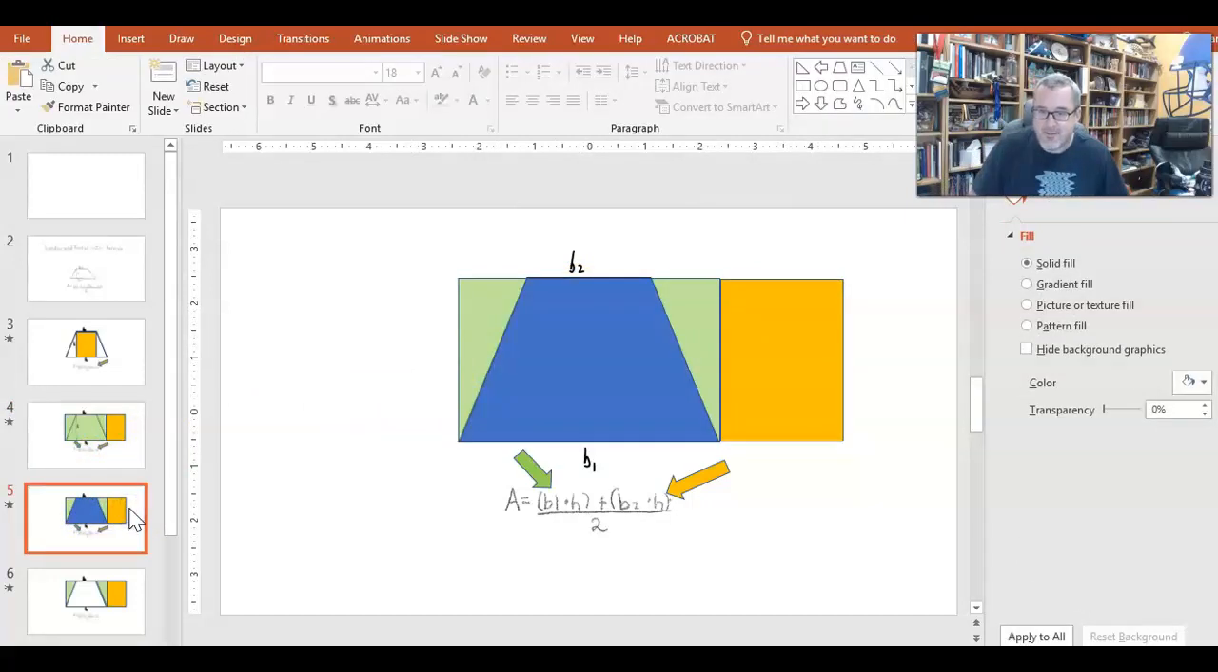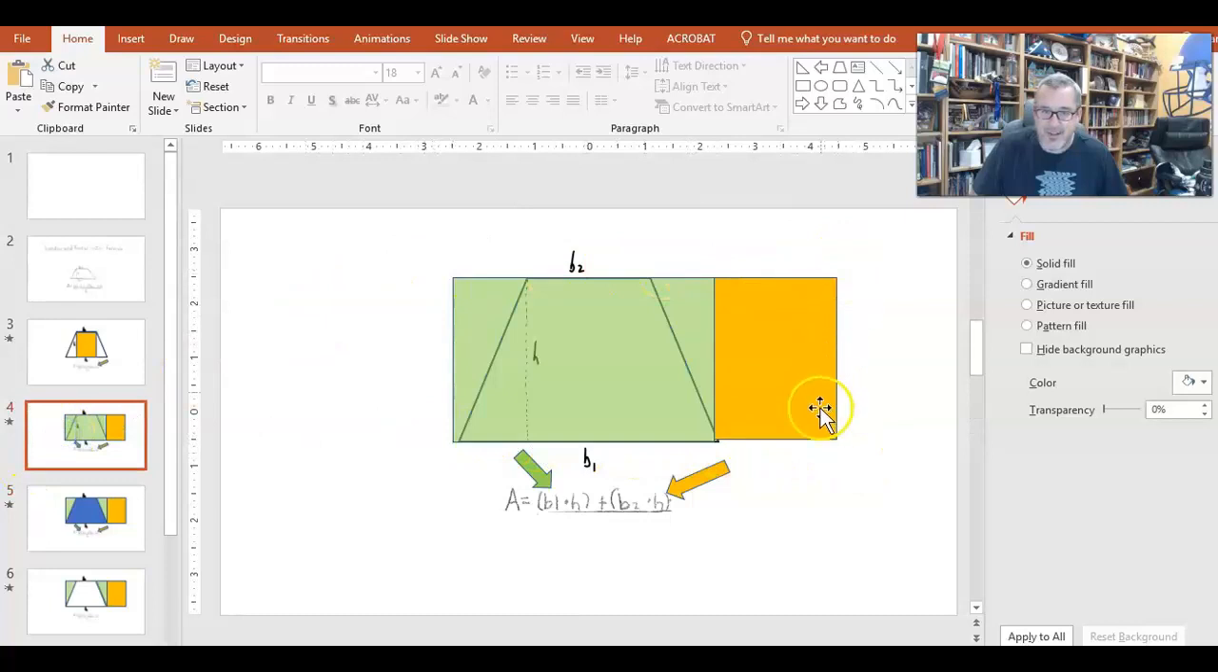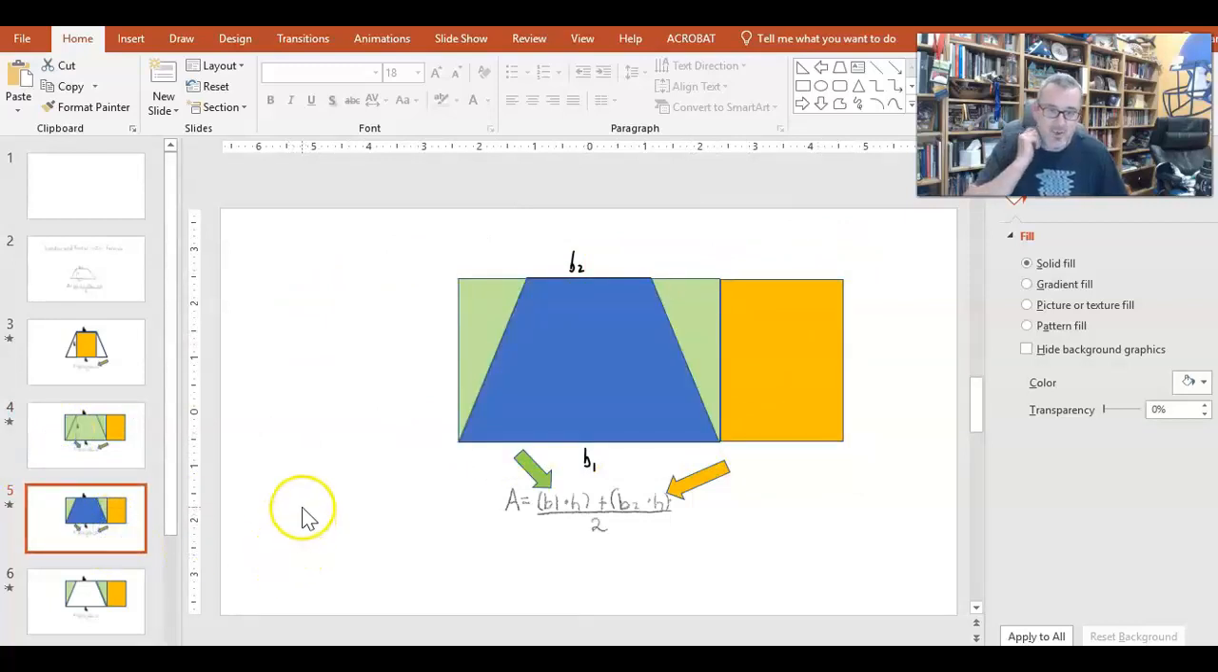I made it kind of more obvious here in blue. So the entire area of the green plus orange, this rectangle up here, is twice the area of the blue trapezoid now. Or the blue trapezoid is half the area of the entire rectangle green plus orange.